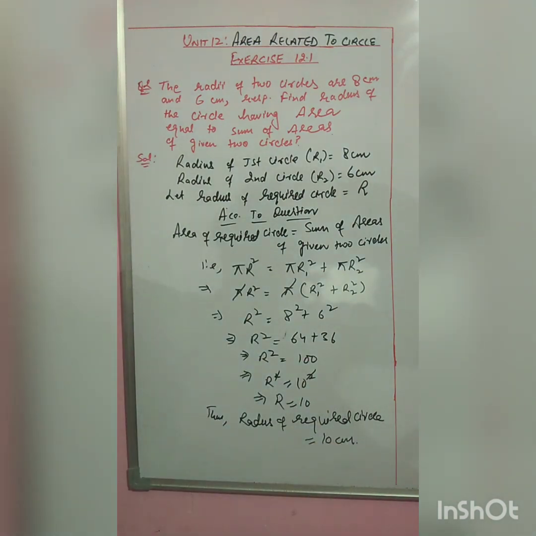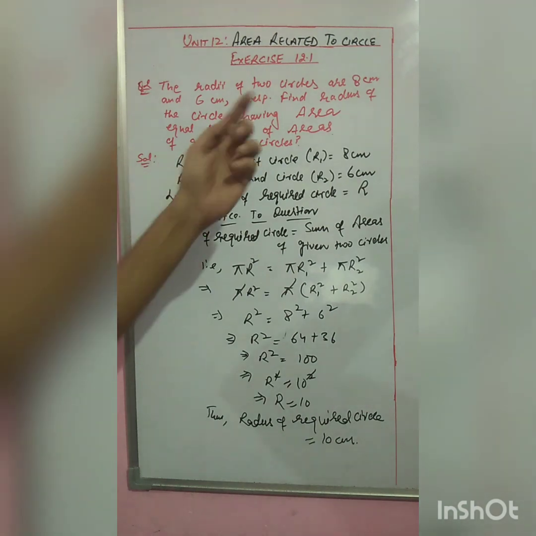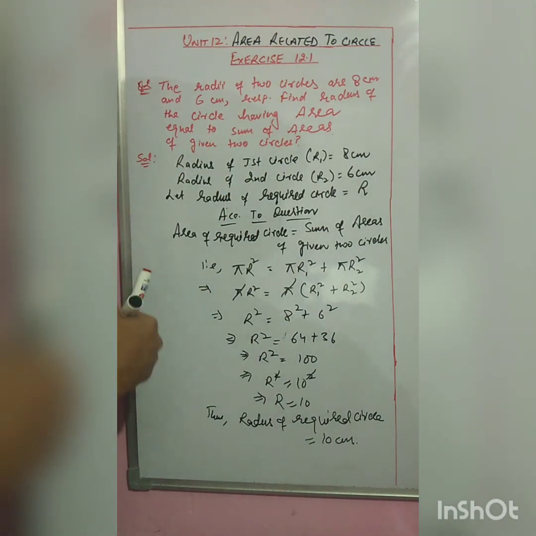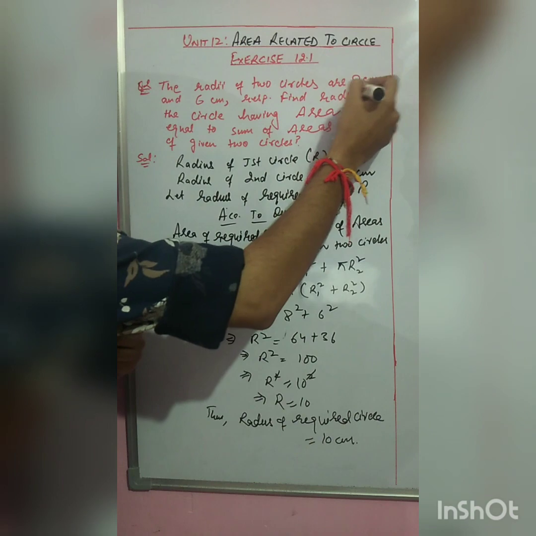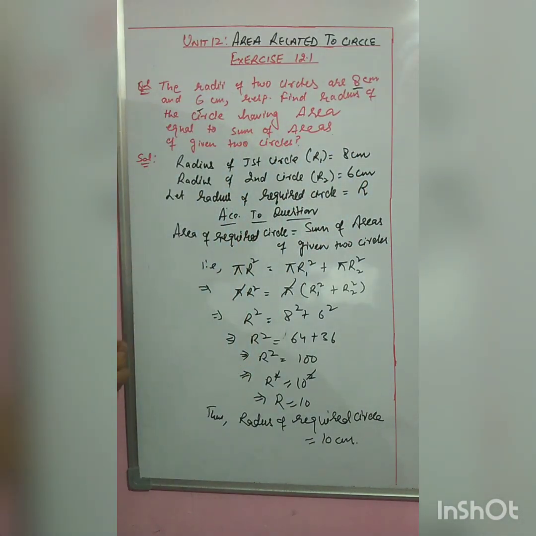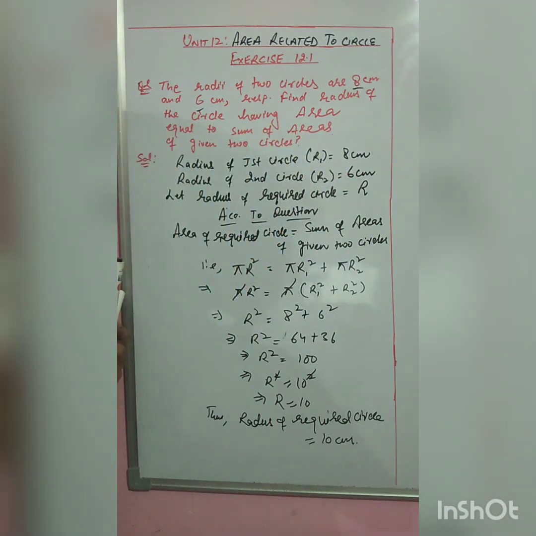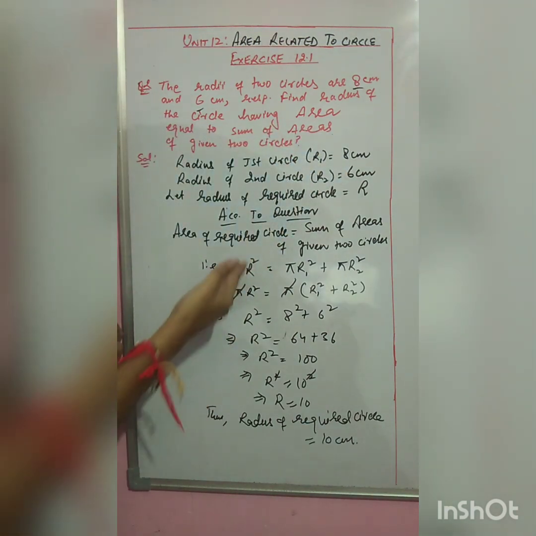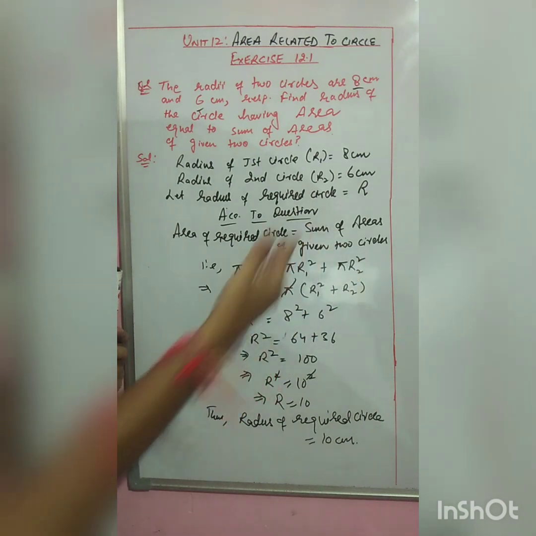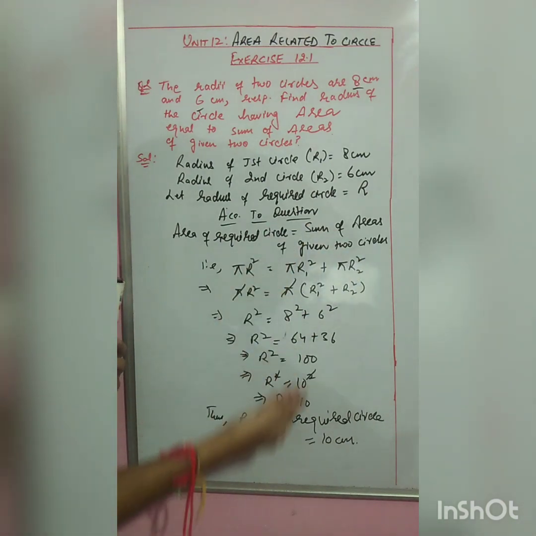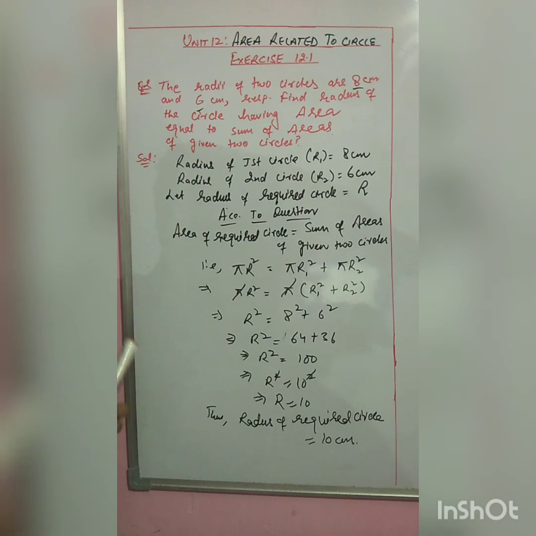So this is question number 2 of exercise 12.1. In this question we are given the radii of the two circles as 8 centimeter and 6 centimeter, and we have to find the radius of a circle having area equal to the sum of the areas of the two circles. Using the formula, pi can be taken out common, and by applying the calculation we can find the radius.